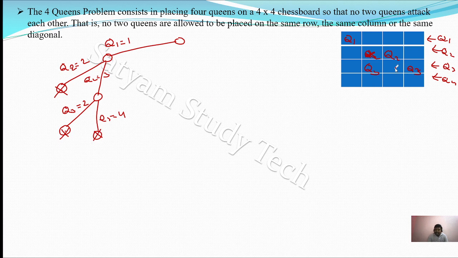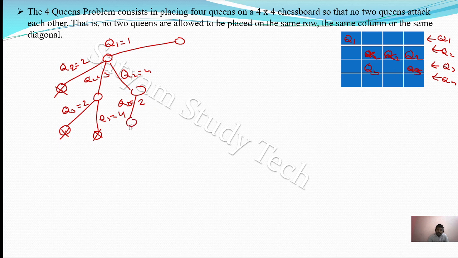Now backtrack. Q2 is placed in the fourth column. Now you can see Q2 is placed here, then Q3 is placed in the second column. Here you can see there is no attack.